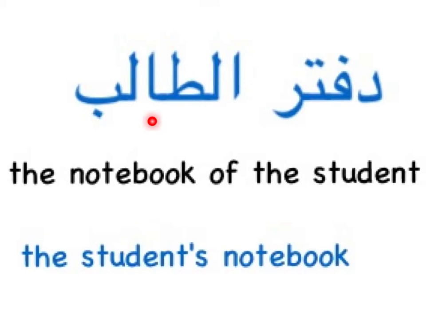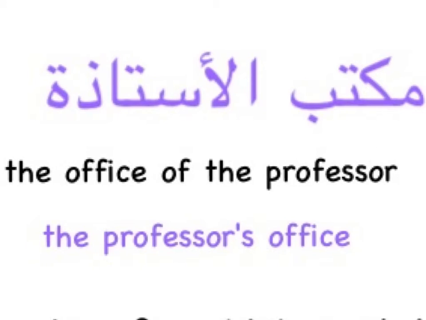دفتر الطالب. The notebook of the student or the student's notebook. Remember, we said دفتر is indefinite and should always stay indefinite. And the second word defines the first one, and it has to have the definite article alif lam. مكتب الأستاذة. مكتب, the first noun is indefinite, the second one is definite. الأستاذة, the office of the professor, the professor's office.